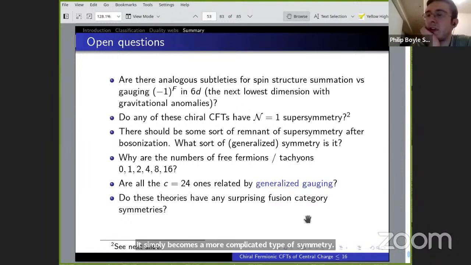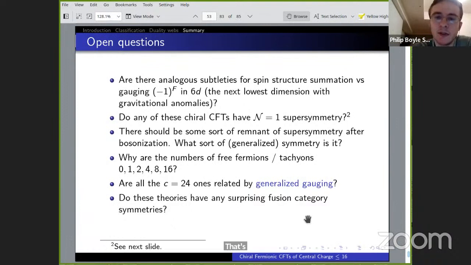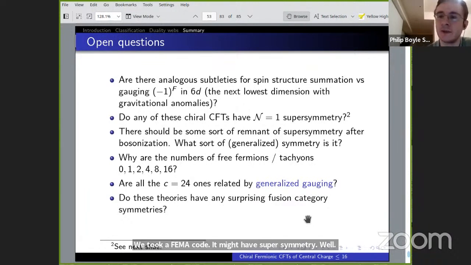For example, an invertible symmetry can become non-invertible upon gauging something else. But that's how a lot of the non-invertible ones were constructed. So we can ask the same thing for supersymmetry. We took a fermionic theory, it might have had supersymmetry. Well, where did it go after bosonizing? It clearly can't exist as supersymmetry anymore, but maybe there's some remnants of it, which when fermionizing back, resurrects as supersymmetry. There should be some remnants of it.